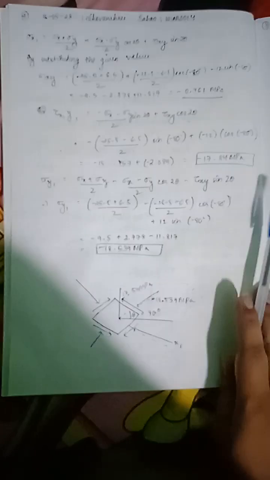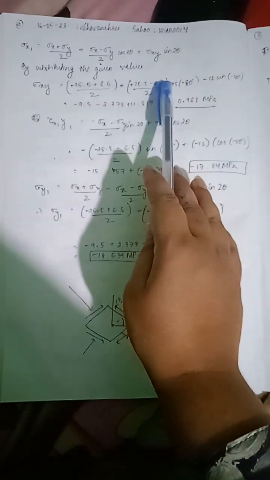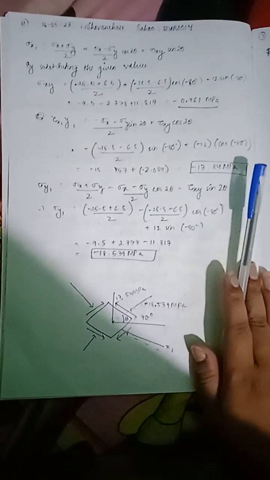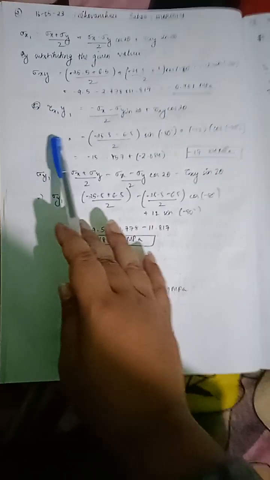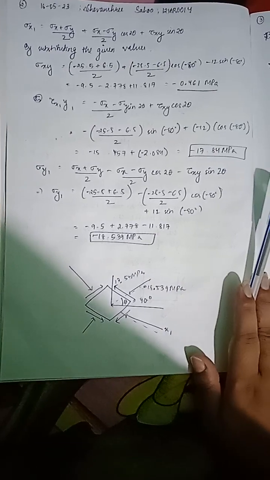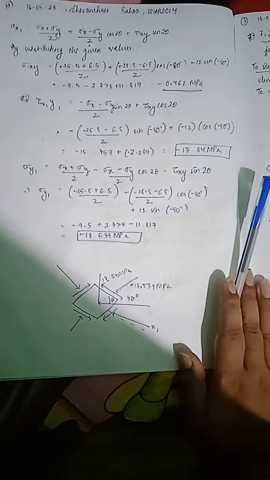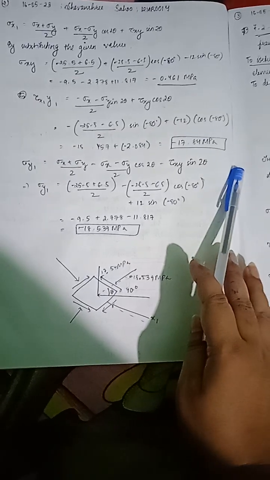So sigma x1 is equal to (sigma x plus sigma y)/2 plus (sigma x minus sigma y)/2 cos 2 theta plus tau xy sin 2 theta. Putting the values, we get minus 0.461 MPa. Now tau x1y1 is equal to minus (sigma x minus sigma y) sin 2 theta / 2 plus tau xy cos 2 theta. Putting the values, we get minus 17.84 megapascal.